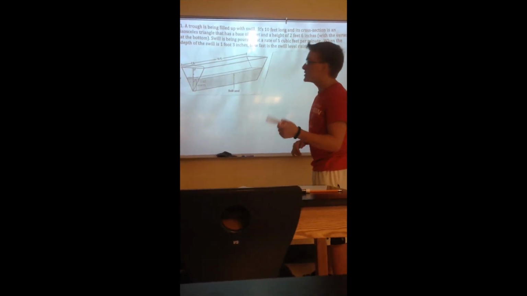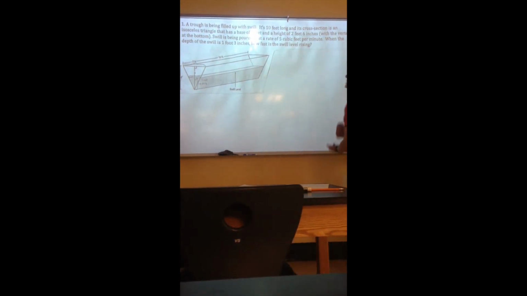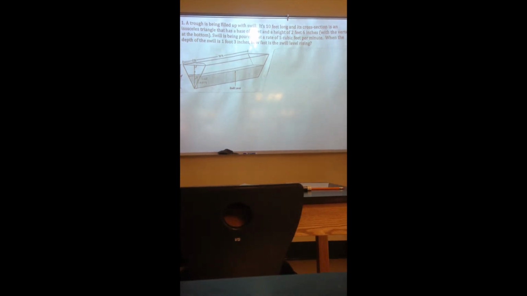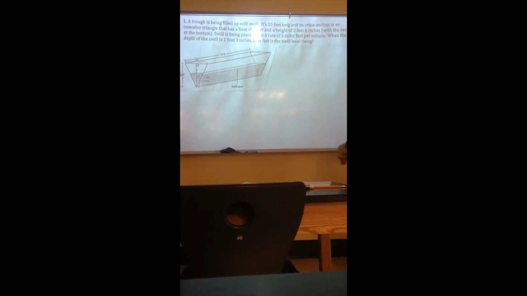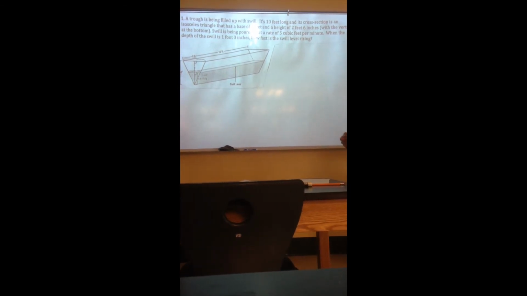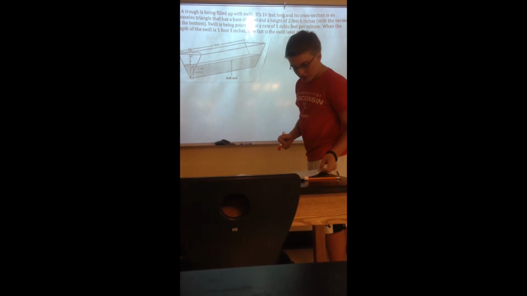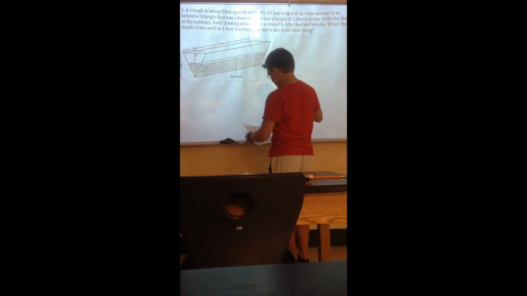Okay, I'm doing a related rates problem. And the problem is a trough is being filled up with swill. It's 10 feet long and its cross section is an isosceles triangle that has a base of 2 feet and a height of 2 feet 6 inches, with the vertex at the bottom. Swill is being poured in at a rate of 5 cubic feet per minute. When the depth of the swill is 1 foot 3 inches, how fast is the swill level rising? So, we know that volume equals the area of base times height.